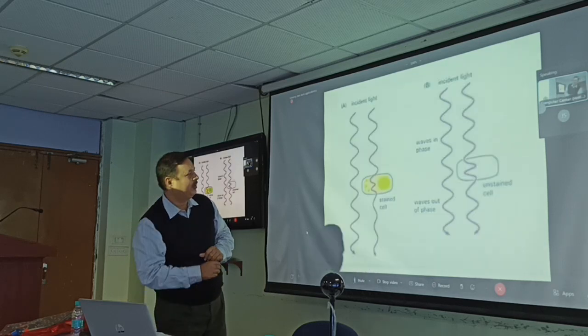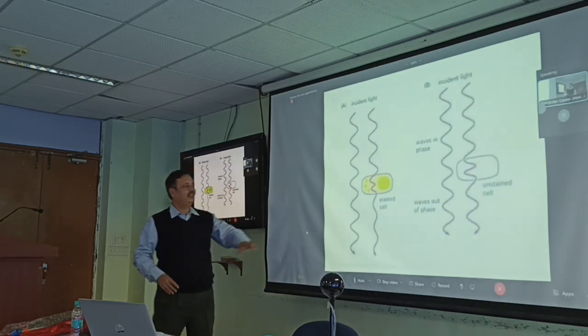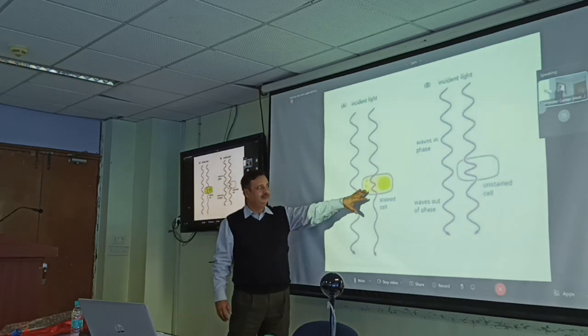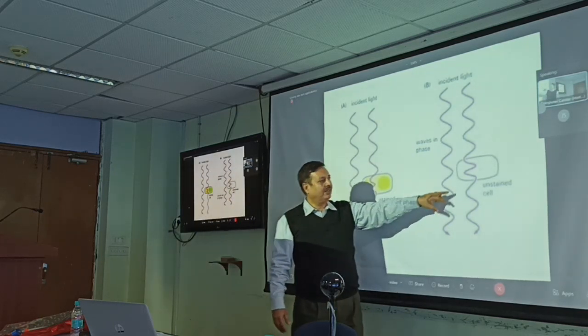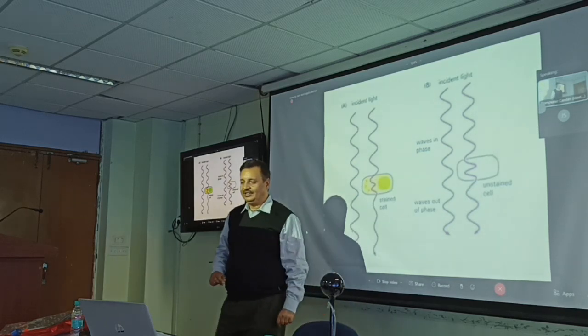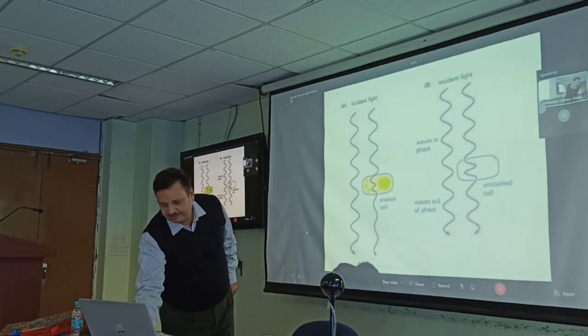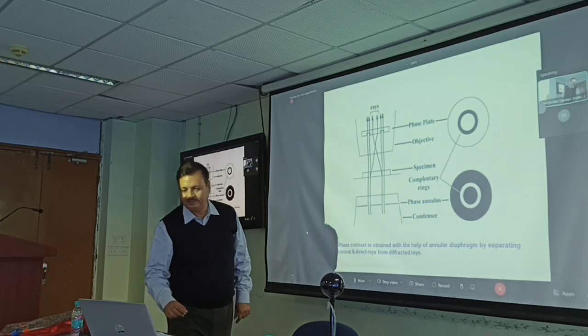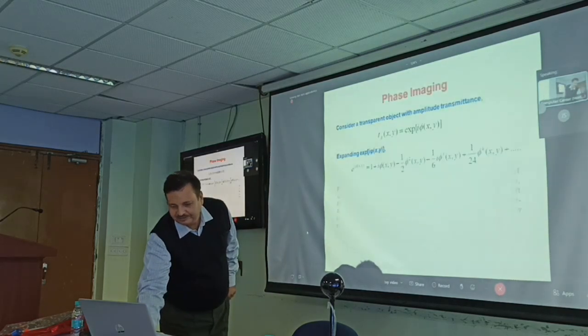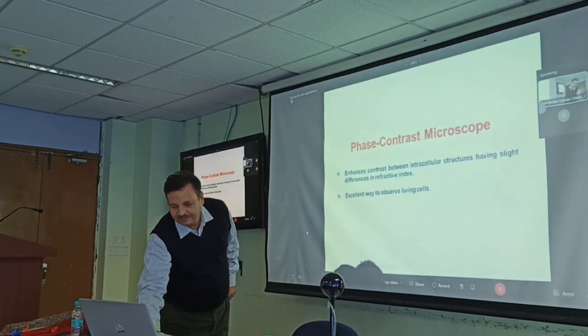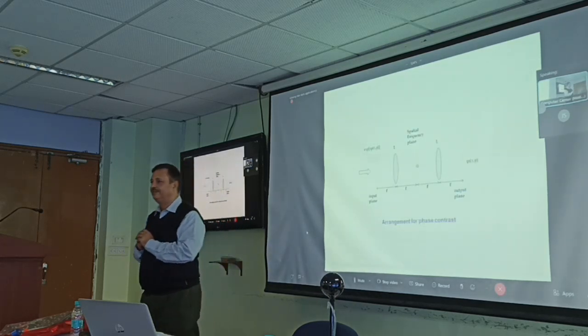So this is what the solution is. You have the incident light, you have the strained cell, here you have the waves in phase, and you have the unstrained cell. What he suggested will be explained here. Let me go through this slide first, then I will get back. It is a very easy thing to understand from here.